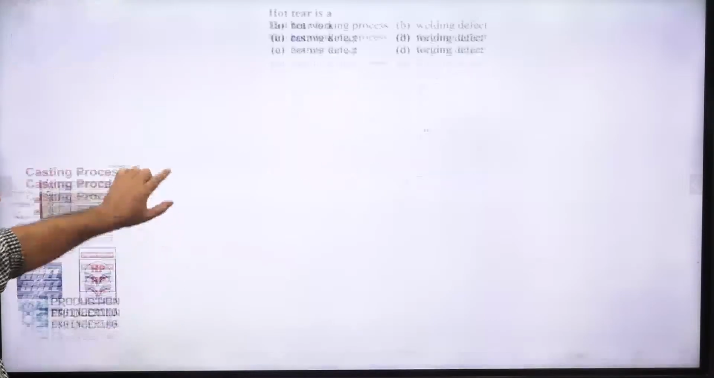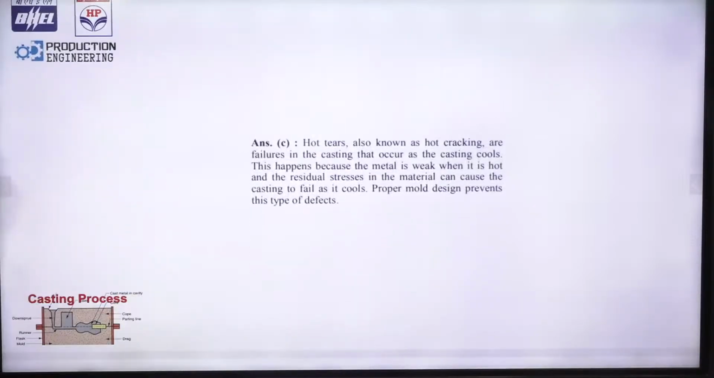What is hot tear? What do you think is the hot tear? You know, this is a casting defect. So hot tear is nothing but hot cracking. It is when the metal is weak when it is hot, and residual stresses can cause the casting to fail. So that is called hot tear.